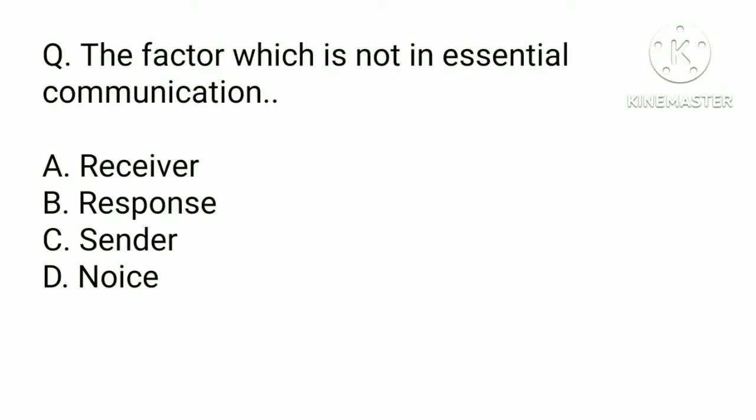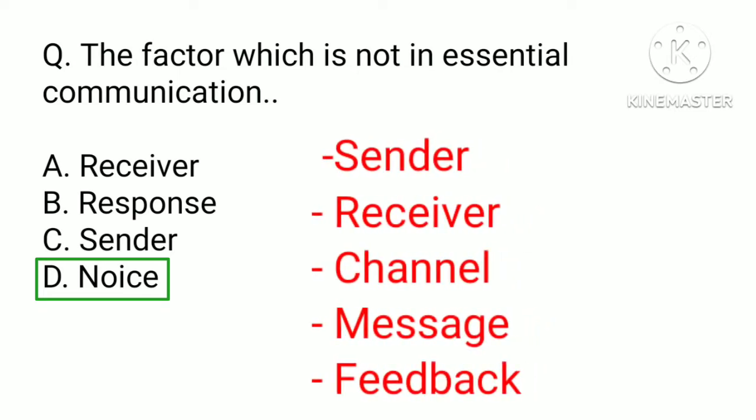The factor which is not essential in communication. A. Receiver, B. Response, C. Sender, D. Noise. And the correct answer is D. Noise. Again, there are 5 factors for essential communication, that is sender, receiver, channel, message and feedback. Noise is not a part of essential communication.